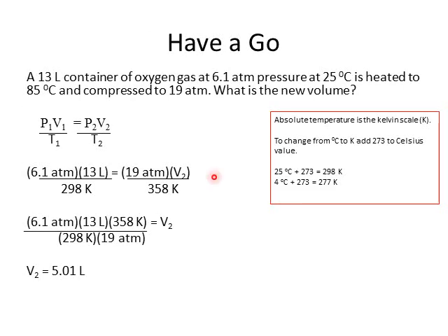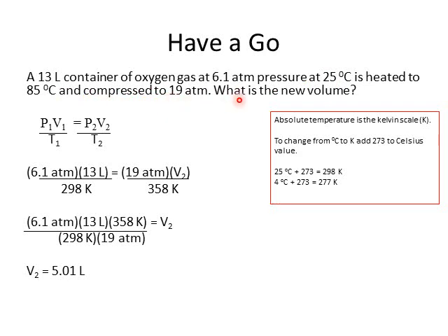So let's have a look at some questions you might encounter that would involve the combined gas law. A 13-litre container of oxygen gas at 6.1 atmosphere pressure at 25 degrees C is heated to 85 degrees C and compressed to 19 atmospheres. What is the new volume?